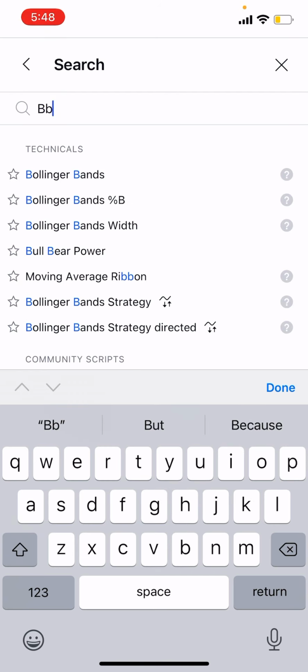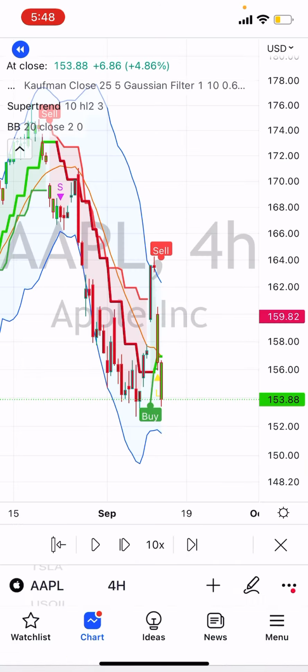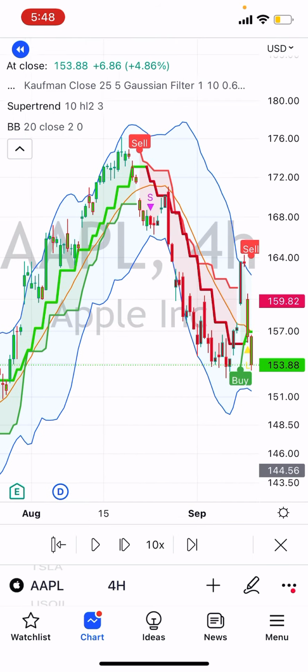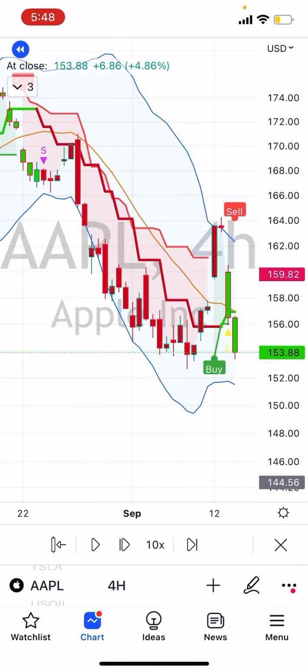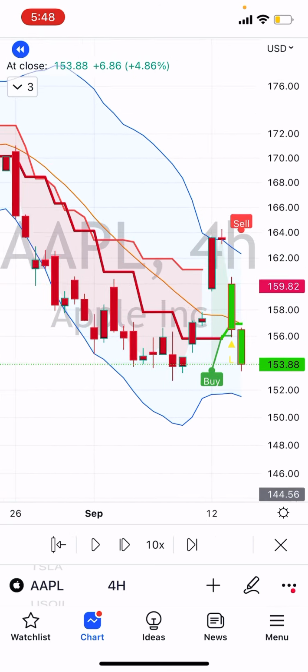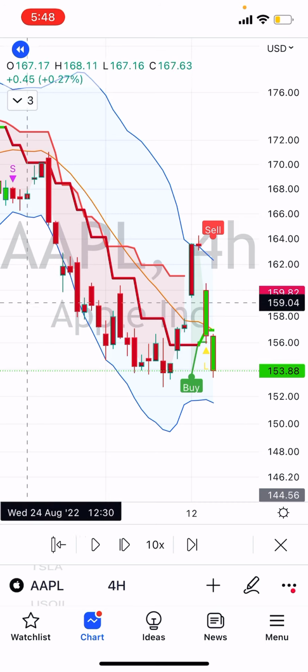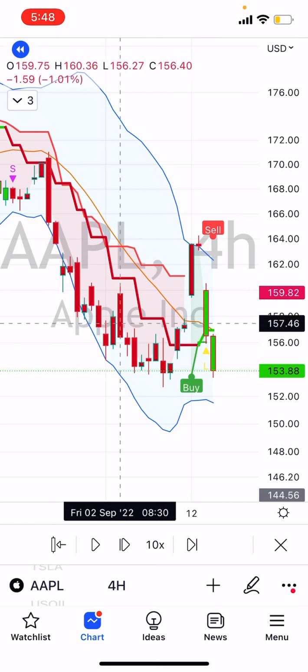Now you don't have to make any special edits to these. These are all just indicators made by someone or created there as default. So if we're looking at the smaller, 4-hour time frame, which is what I usually look at, we see this huge mega downtrend here.